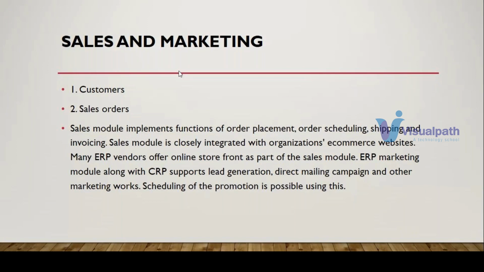So one is the sales module, or we can also call it the accounts receivable module. We have two modules specific to their functionality, but sales and marketing and accounts receivable deal with customers and sales orders. So what is a customer and what is a sales order? A customer is nothing but a person who went to the shop and purchased something from there. And what is a sales order? The order created for that particular customer is called a sales order.